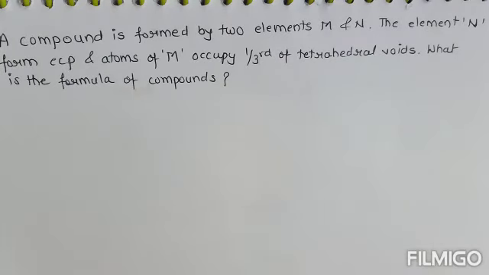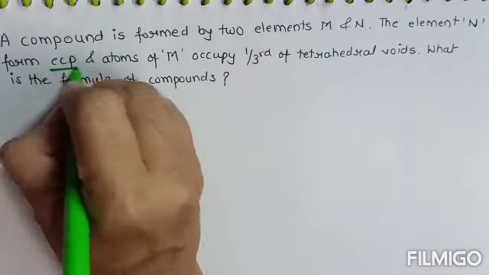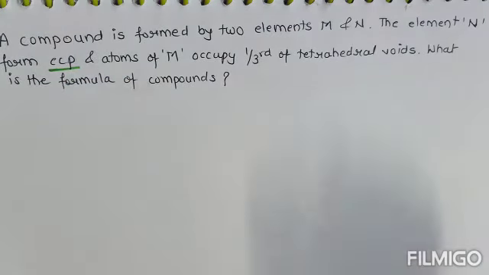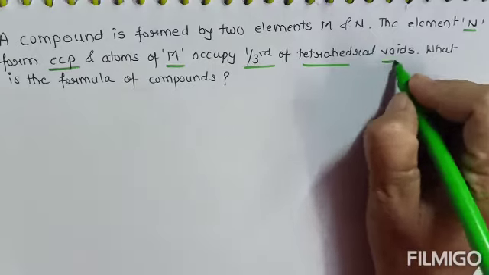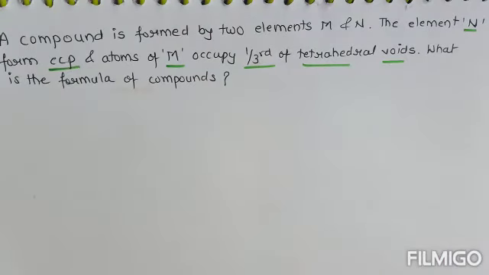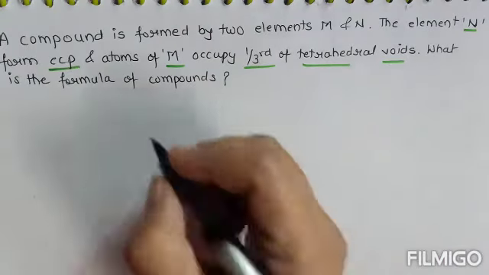So let us try to solve one numerical which gives us an idea about how to get the formula of a compound by using tetrahedral and octahedral voids. What is the main information that we have to look for in the given numerical? N forms a CCP arrangement and M is occupying 1/3 of the tetrahedral voids. Now let us go for the solution.